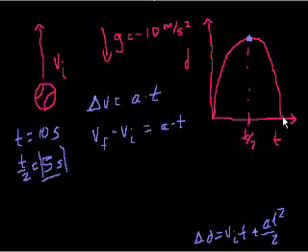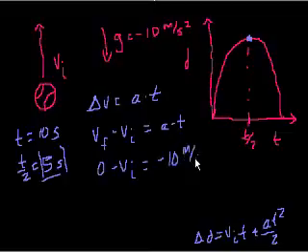Remember, we're not going to go all the way to here. We're just figuring out from here to halfway, right? So what's the final velocity? Well, we're saying that point where the ball is not going up and it's not going down, so its final velocity is 0. So 0 minus initial velocity is equal to acceleration. Acceleration is the acceleration of gravity, minus 10 meters per second squared.